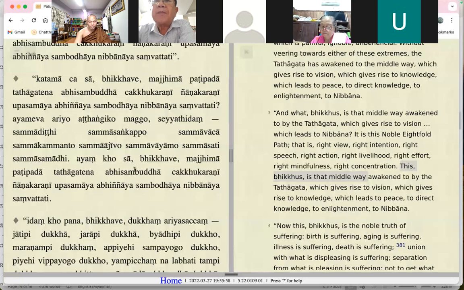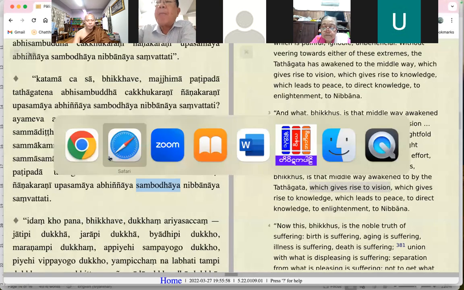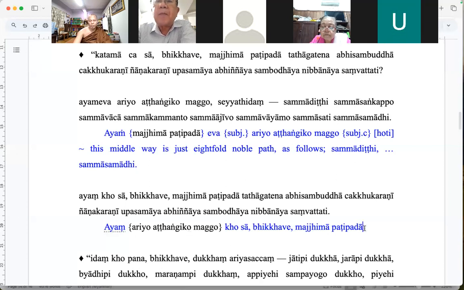We are learning this line: ayaṃ kho bhikkhave majjhimā paṭipadā. That is the point. Tathāgatena sambuddhā: sambuddhā is a past participle modifying majjhimā paṭipadā, awakened by the Tathāgata. Cakkhukaraṇī, which gives rise to vision, and ñāṇakaraṇī, which gives rise to knowledge, and upasamāya saṃvattati, which leads to peace, and abhiññāya saṃvattati, which leads to direct knowledge, and sambodhāya saṃvattati, which leads to enlightenment, nibbānāya saṃvattati, which leads to Nibbana. In this way. The other ones are already known.